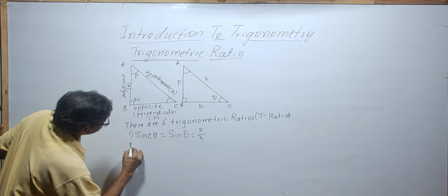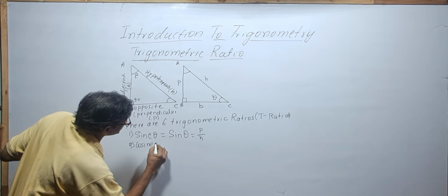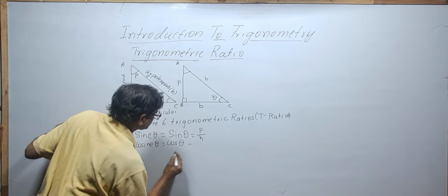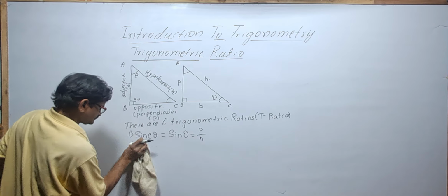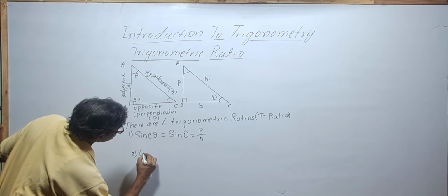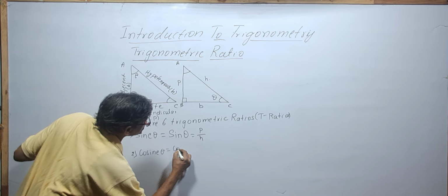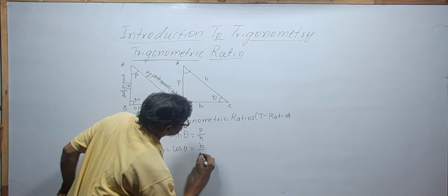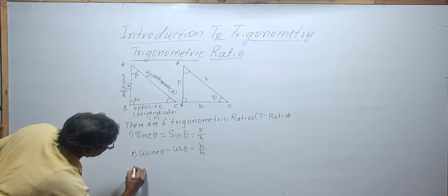Second one, cosine theta, shortly we are writing as cos theta. Cosine theta is base by hypotenuse.